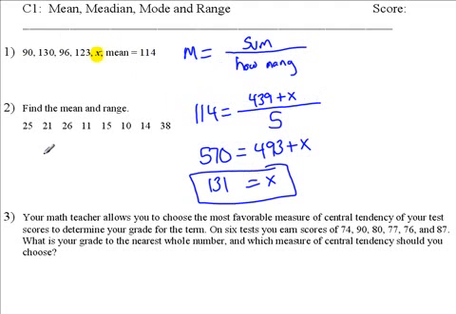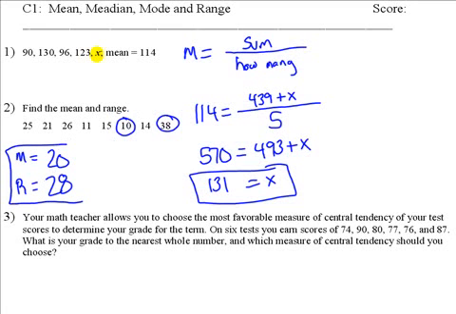Number 2, we need to find the mean and the range. The mean is just, again, add them all up and divide by how many. When I did that, I got 20. That's adding 25, 21, 26, 11, 15, 10, 14, and 38, and dividing by 8. I got 20. The range is the biggest number minus the smallest number in the list, so 38 minus 10 is 28. So I got a mean of 20 and a range of 28.